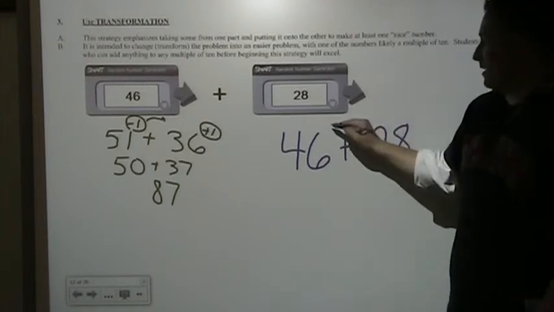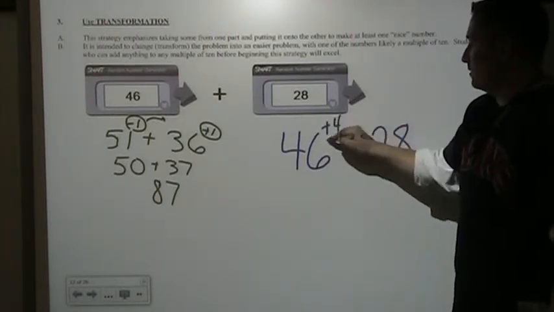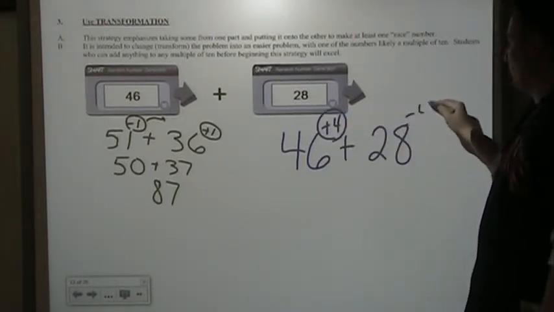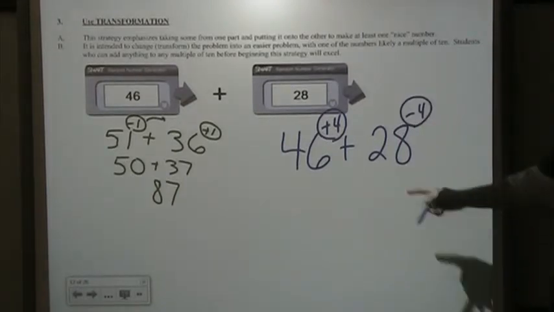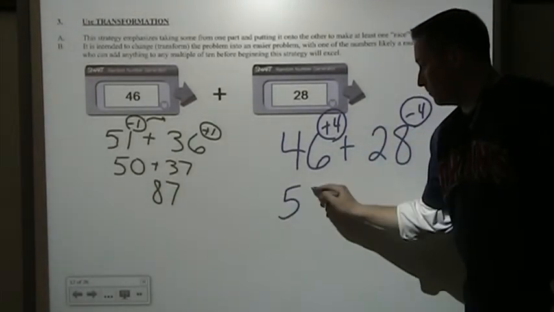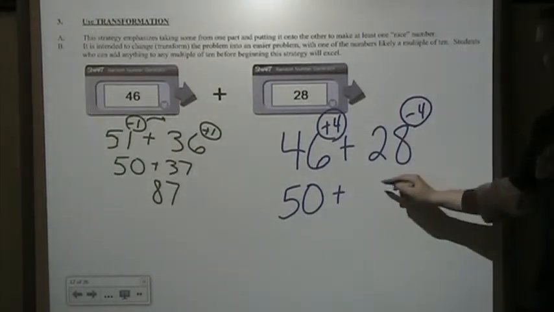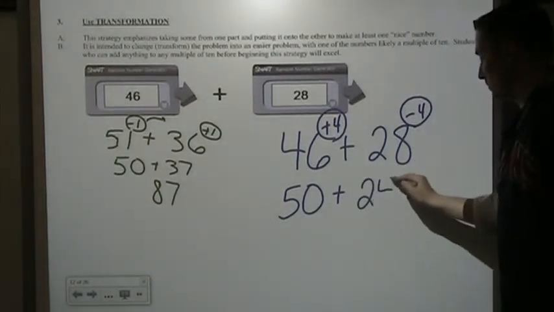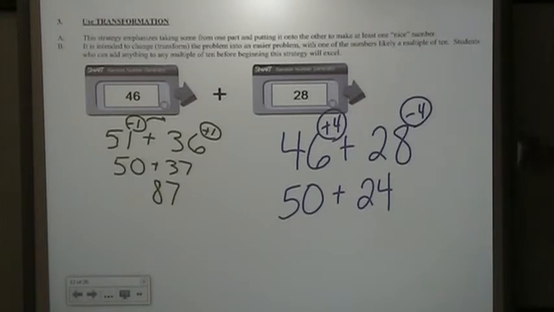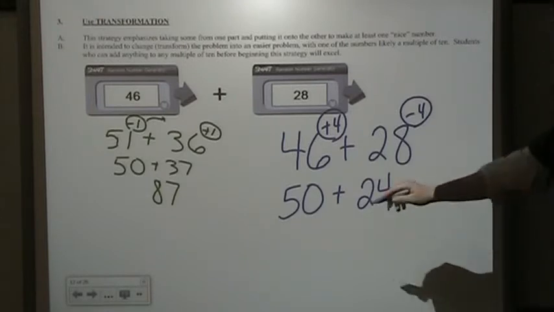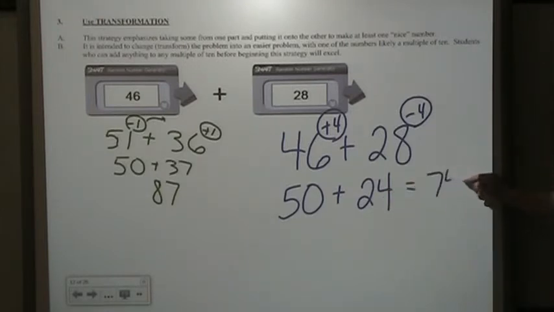So I want to make this, I'm going to add 4 to this, which means I have to take 4 away from this one. Okay, so I'm going to add 4 and make this 50. And I'm going to take 4 away from this one and make it 24. So then my answer is going to be 74.